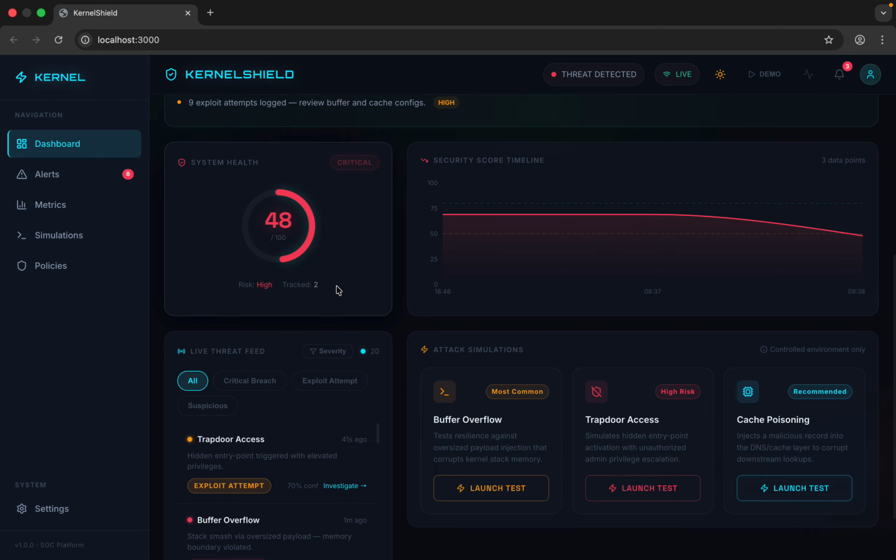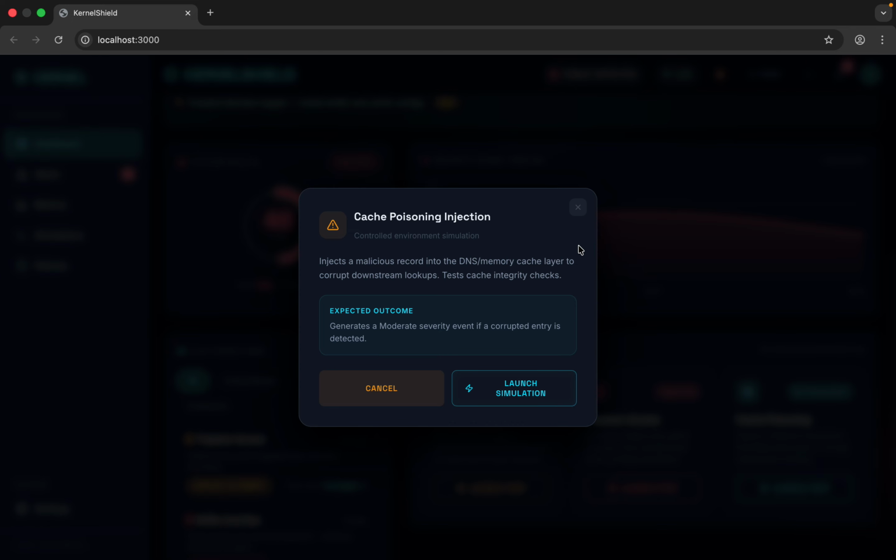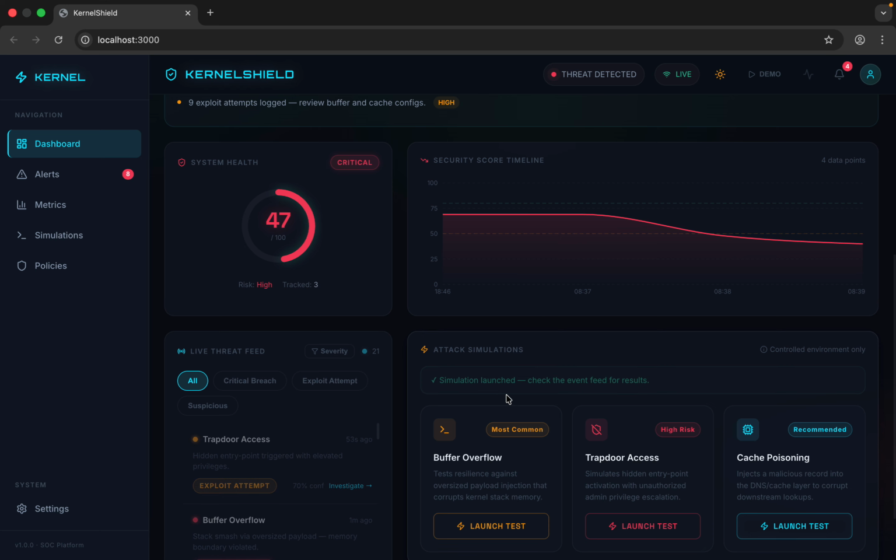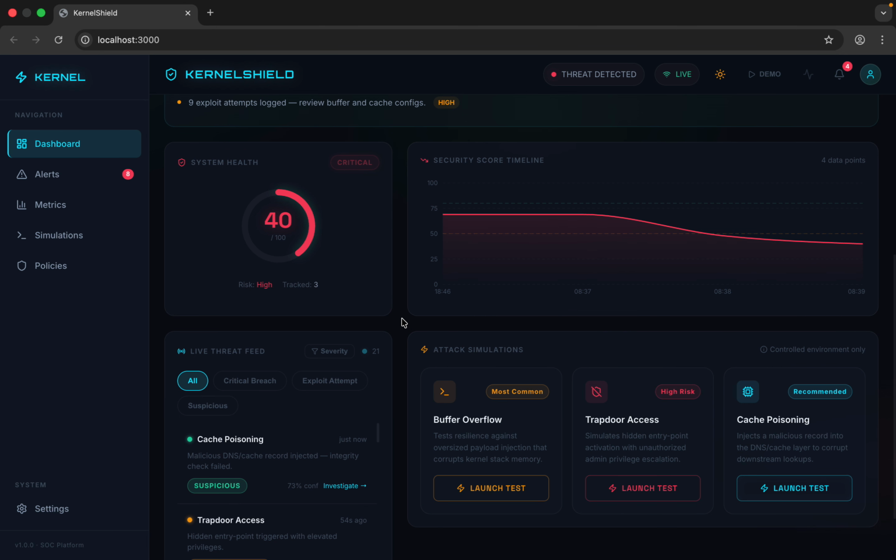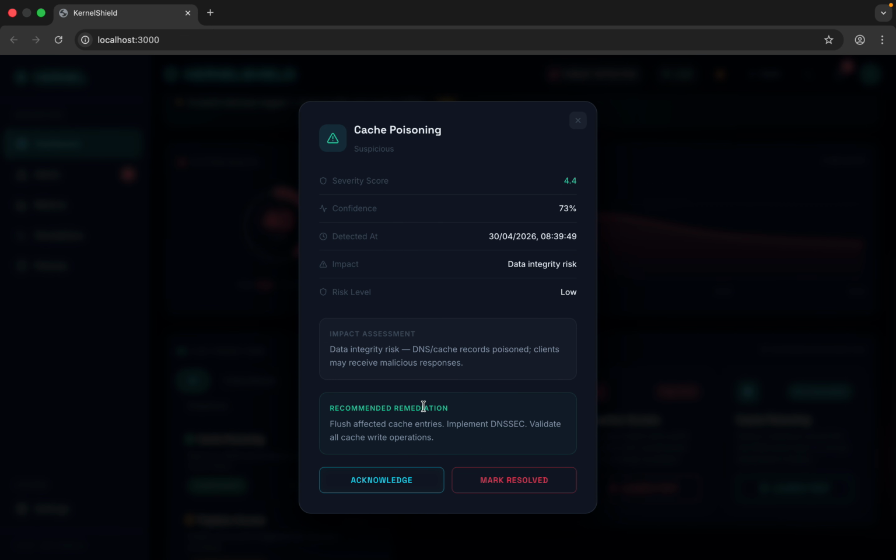Now, coming to the last one, cache poisoning. This is when attackers corrupt the CPU's cache memory to steal data or slow down the system. Got it. This one is a bit less severe, and the indicator says cache integrity mismatch detected. That's the system catching corrupted cache entries. And the fix: validate cache integrity, implement checksums, enable cache partitioning, and again specific to this type.